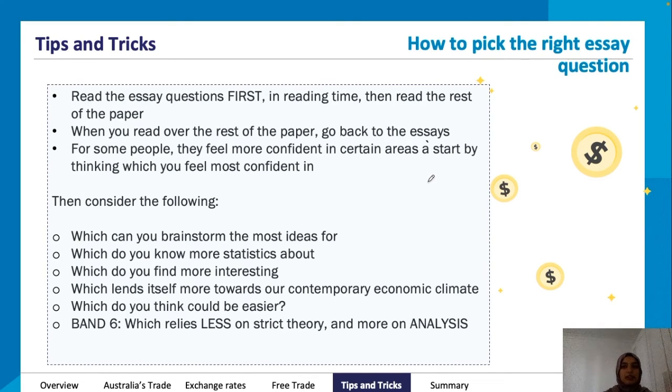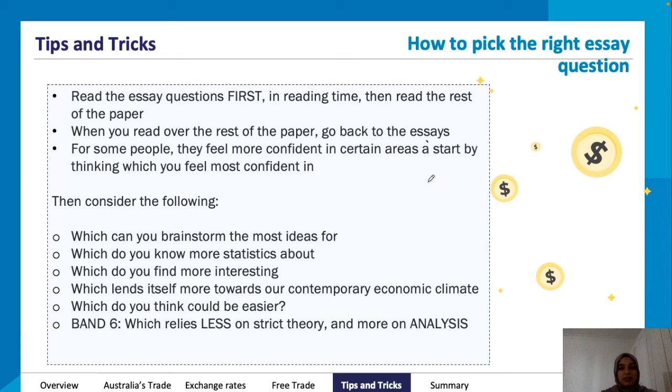How to pick the right essay question. So, read the essay question first, in reading time, and then you want to read the rest of the paper. So, you want to choose which essay question you want to do, and then as soon as writing time starts, write out your plan because you may end up forgetting some of that information when you come back to it at the end if you write the essay at the end.